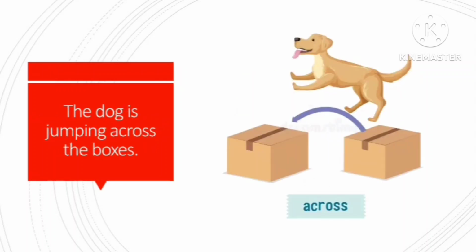Number 4. Across. Across means something moves from one side to another side. For example, the dog is jumping across the boxes. The man is going across the river.